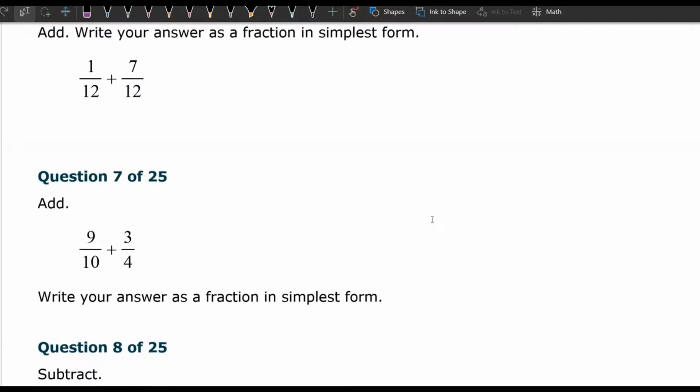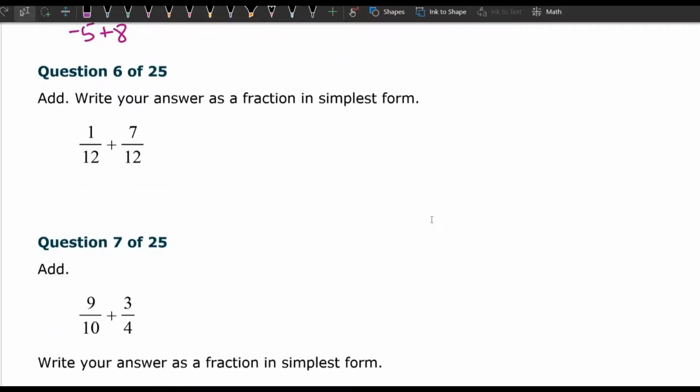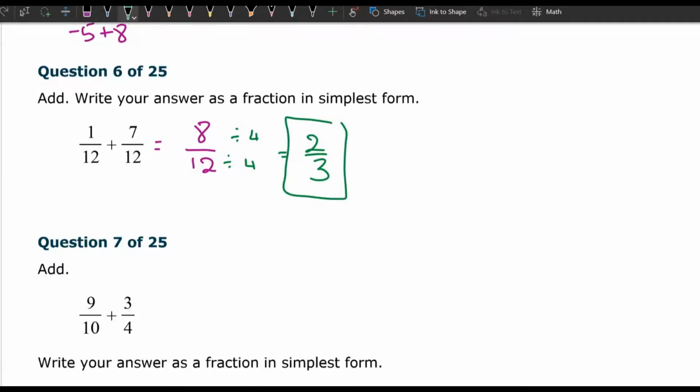Alright, problem number 6. To add fractions, you need the same denominator. In this case, they both have the same denominator, so you're going to add them straight across. So 1 plus 7 is 8 over 12. And we can reduce this one by 4. That will give you 2 over 3. Make sure that whenever you see a fraction that you can reduce to the lowest terms, you do it until you cannot reduce it anymore. Alright, number 7.